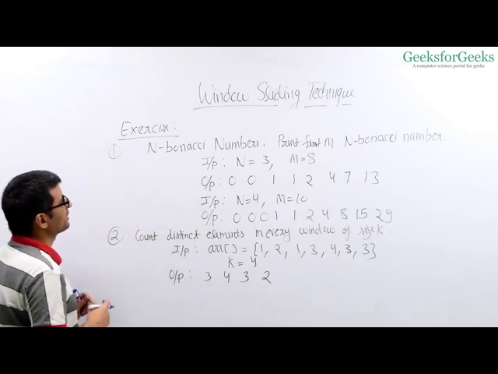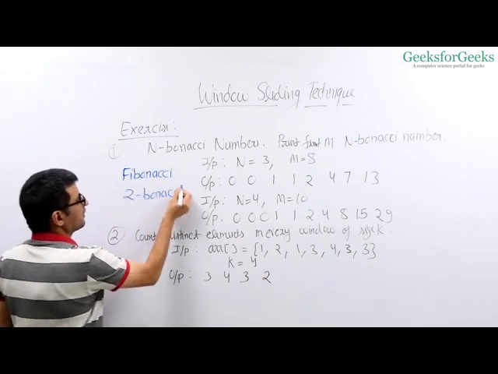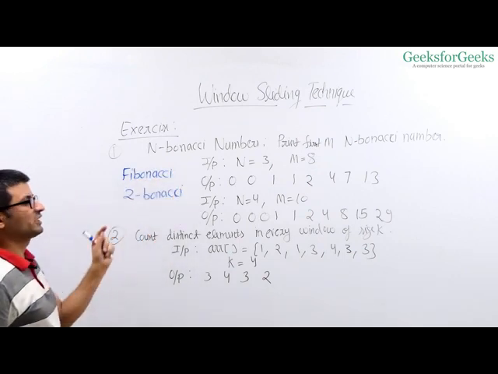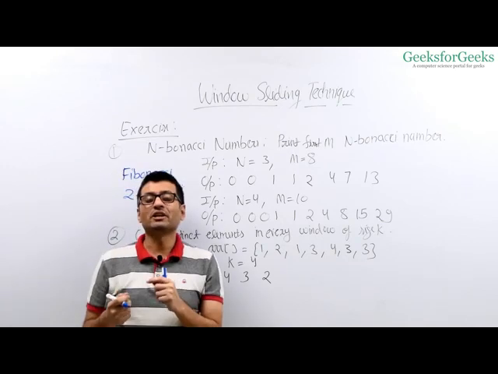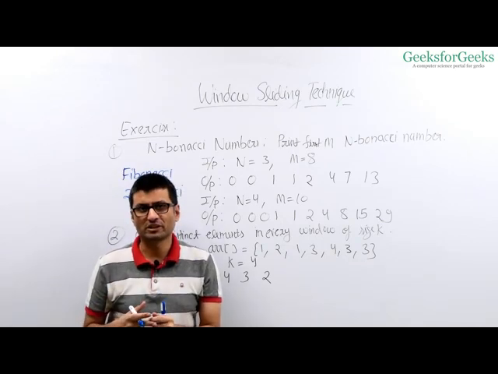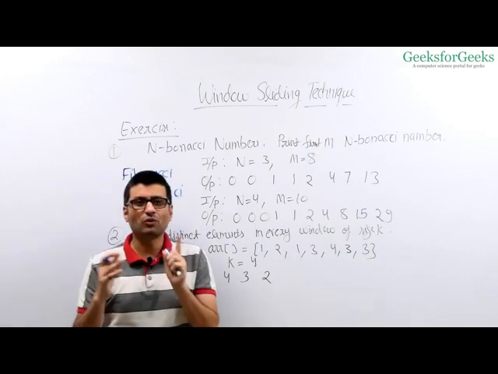So what is an n-Fibonacci number? We can say Fibonacci is 2 Fibonacci. So 2 Fibonacci means every element is the sum of the previous 2 elements. 3 Fibonacci means every element is the sum of the previous 3 elements, right? 4 Fibonacci means every element is the sum of the previous 4 elements.